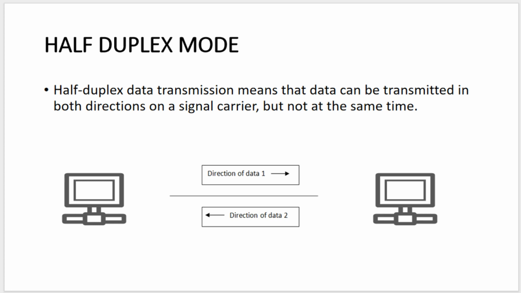And half-duplex mode. Half-duplex mode data transmission means that data can be transmitted in both directions on a signal carrier, but not at the same time. Data can flow in both directions, but not simultaneously. So, for the characteristics, devices take turns in sending and receiving data. Only one direction is active at a time.